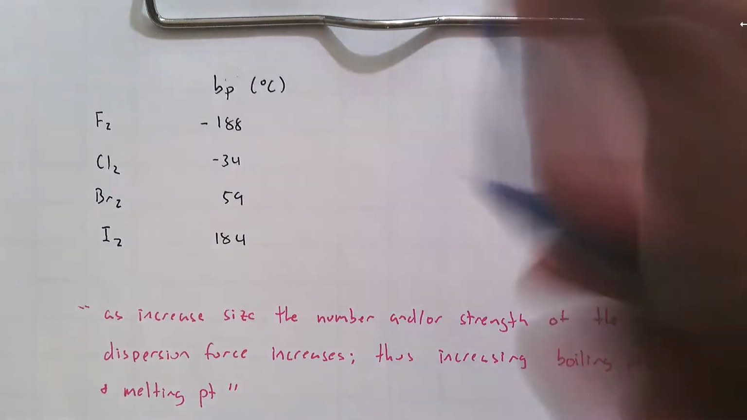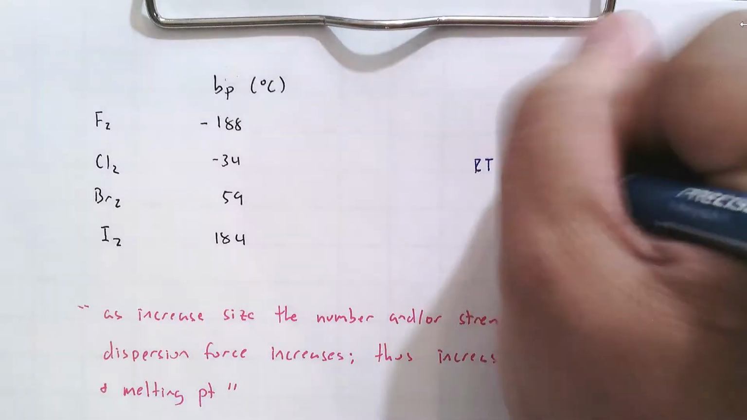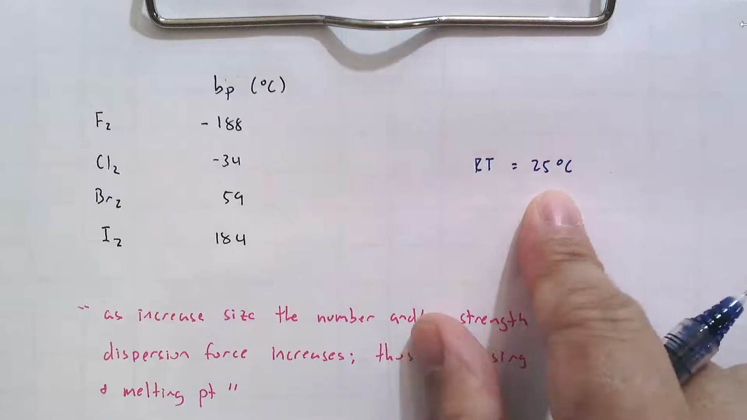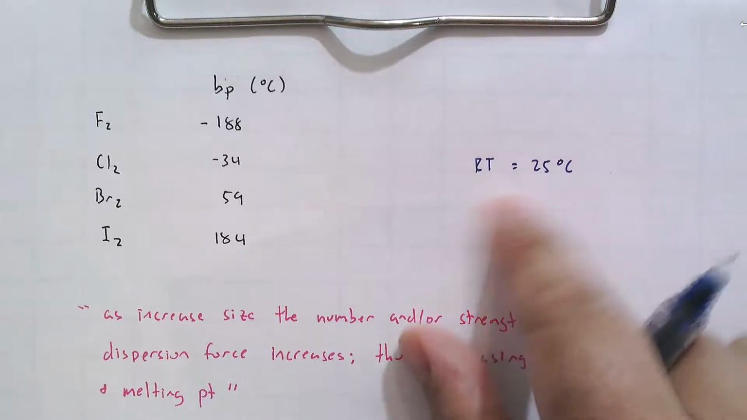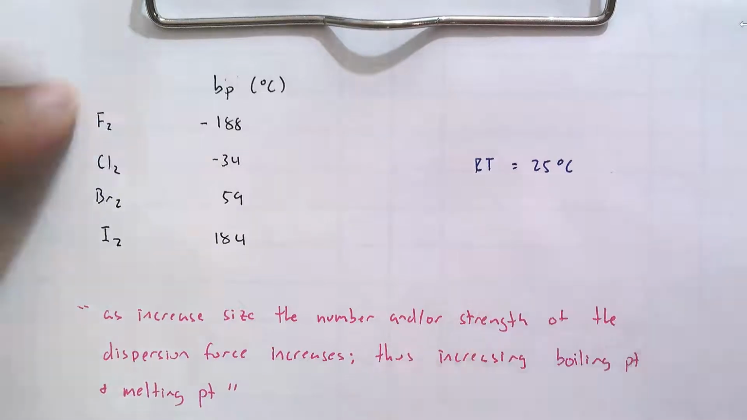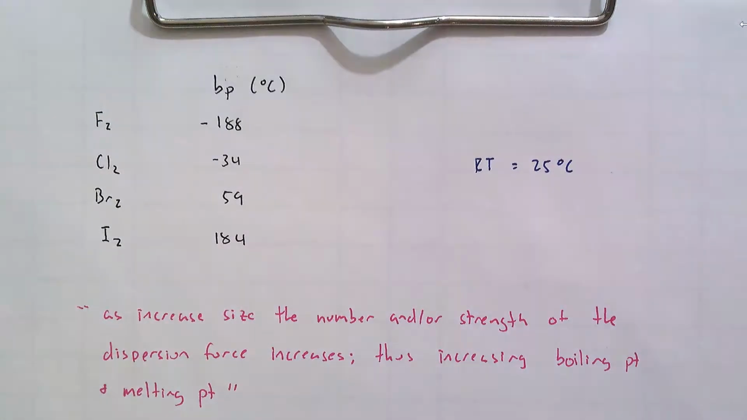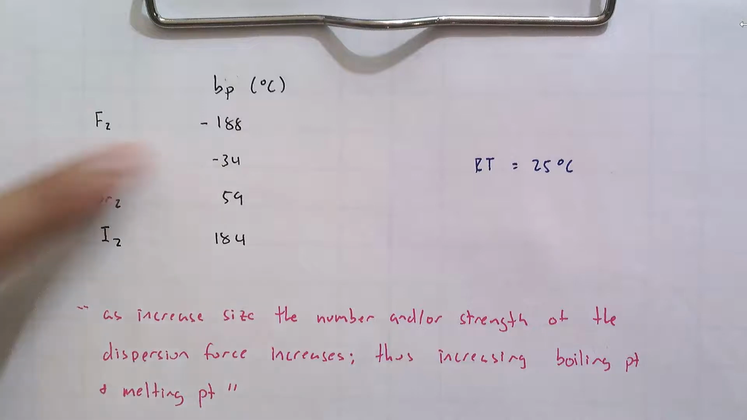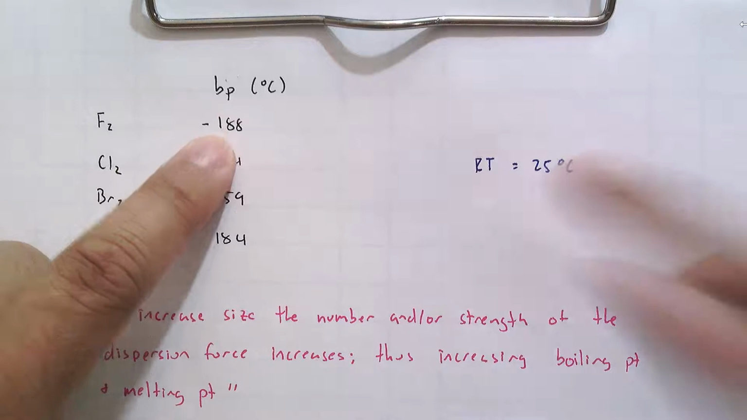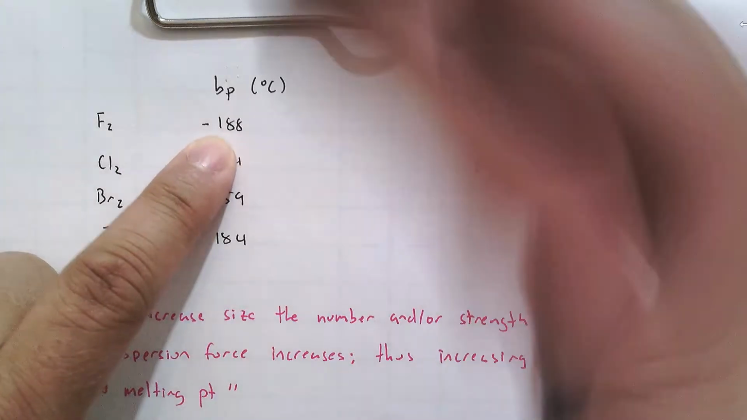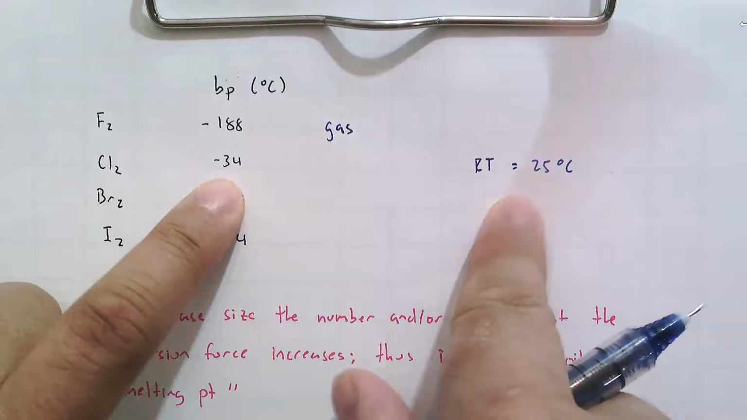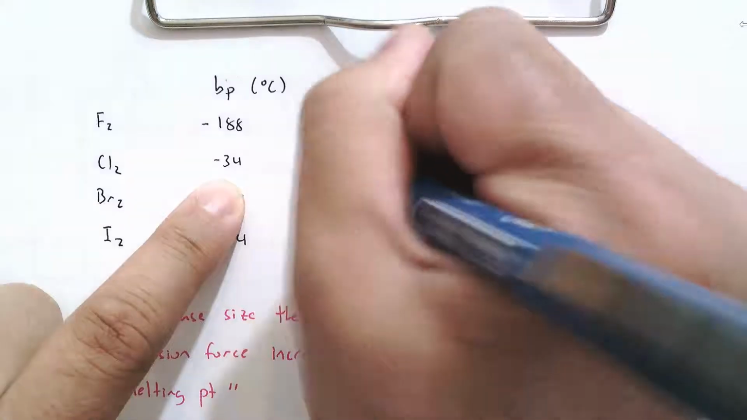If room temperature is RT equals 25 degrees C, it's a little bit toasty, but I live in the south, so it's easy to get to 25 degrees C in the summer. What are the states of each of these diatomic elements? Well, at minus 188, if that's the boiling point, at room temperature we are above the boiling point. Therefore, this is a gas. 25 is above negative 34. Chlorine is a gas.